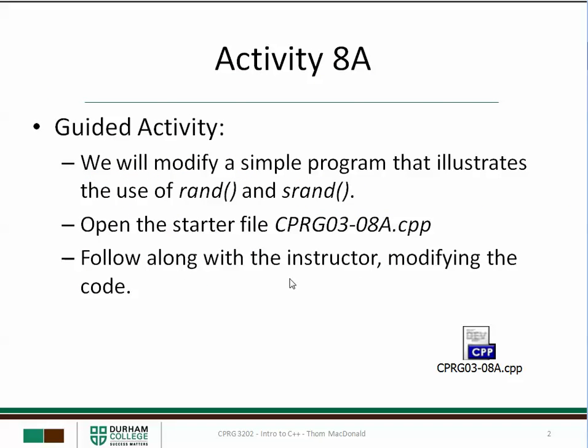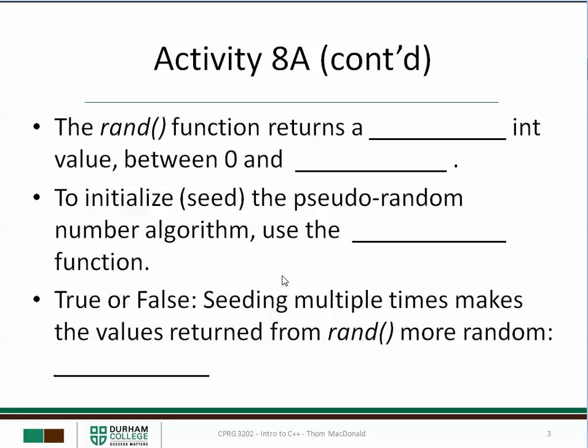So let's consider a few questions. The rand function returns a blank integer value between 0 and blank. To initialize or seed the pseudo-random number generator or algorithm, we use the blank function. And then finally, true or false: seeding multiple times makes the values returned by the rand function more random. Pause the video and try to come up with some answers for each of those blanks.